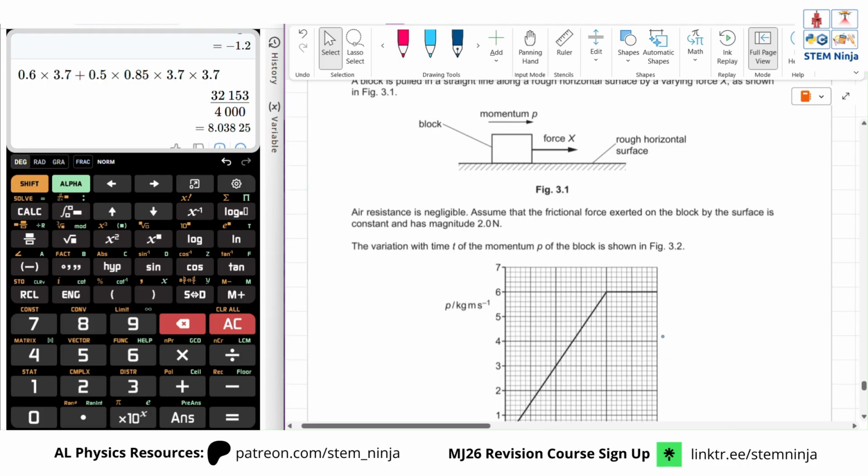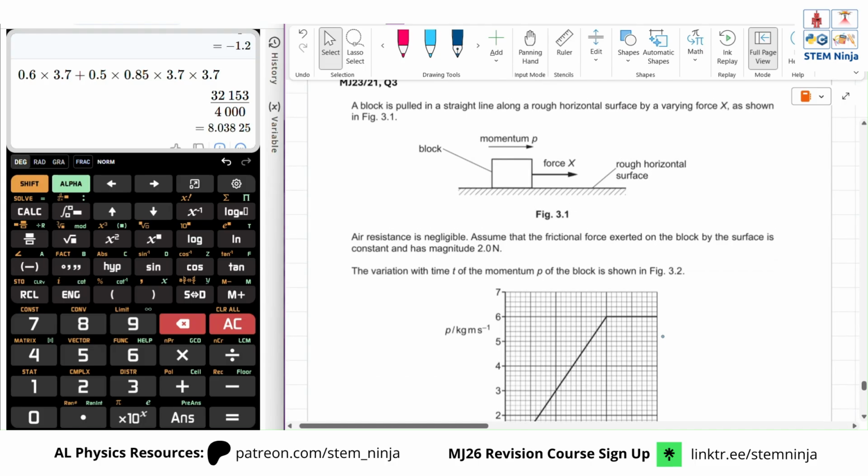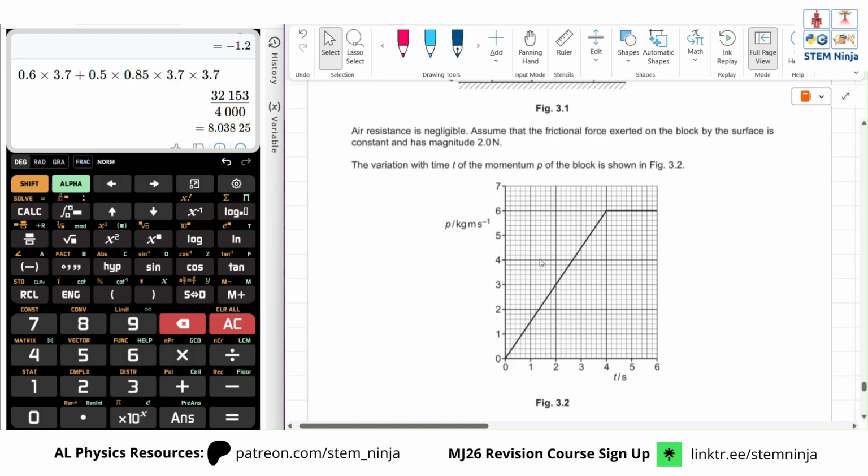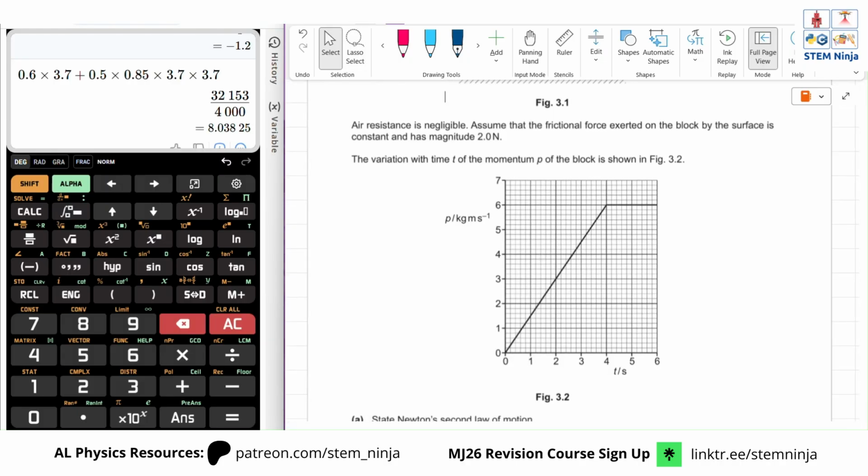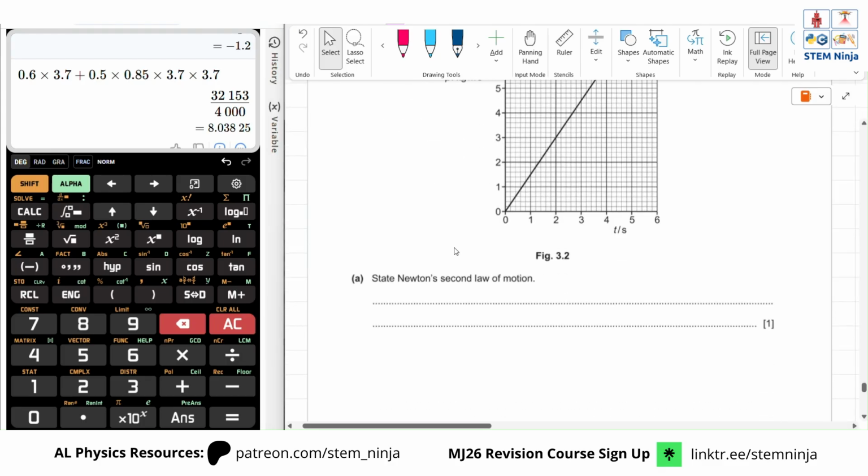Same thing. Okay. A block is pulled in a straight line along a rough horizontal surface by a varying force X. Varying force means the acceleration will be non-uniform. Air resistance is negligible. Assume that the frictional force exerted on the block by the surface is constant and has a magnitude of 2 newtons. The variation with time t of the momentum p of the block is shown. State Newton's second law of motion.